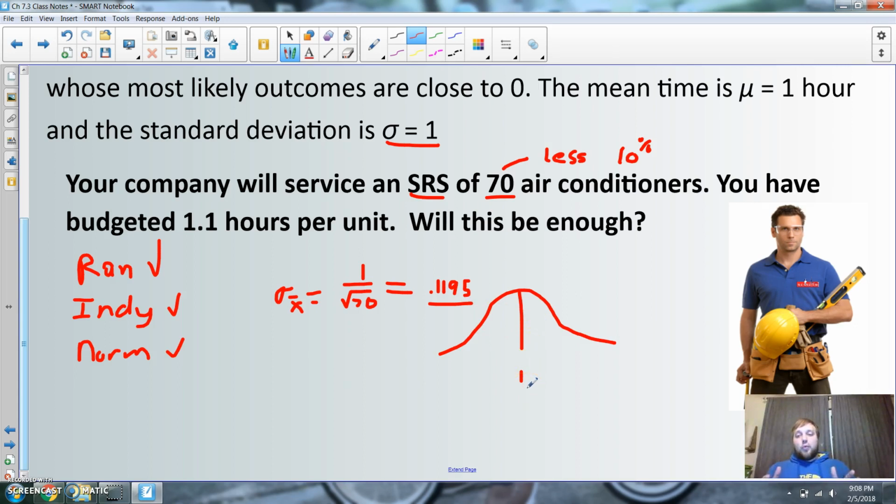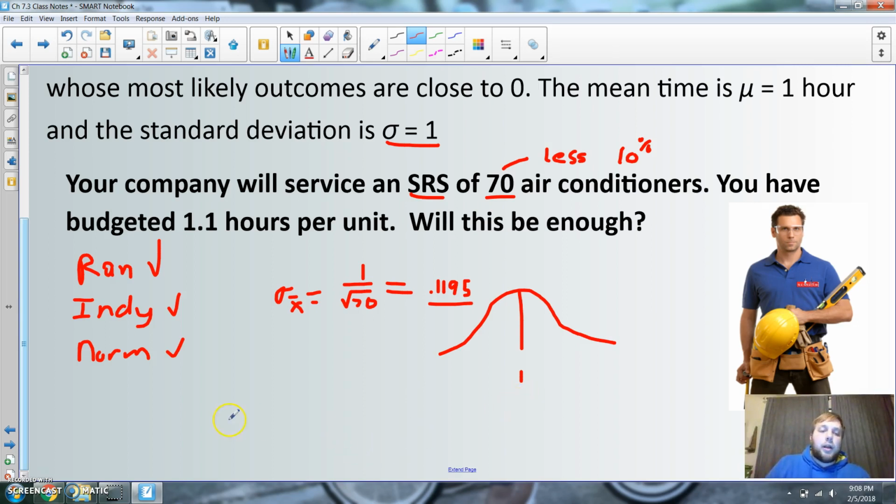meaning it's going to be pretty hard to get away from that center of 1, right? Because I might have a few air conditioning problems that are really long, but I have a lot that are at 0, or close to 0. So they'll kind of even each other out and meet at that 1 hour point.